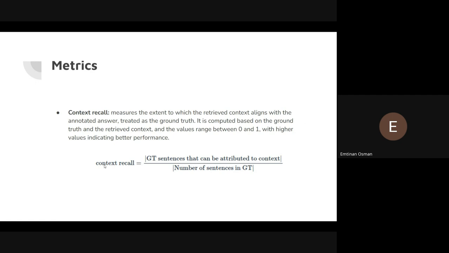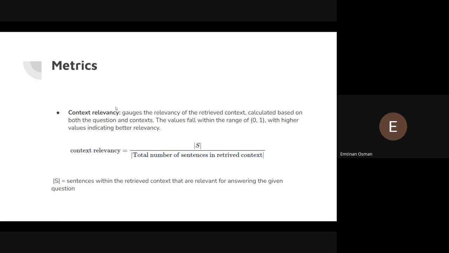Given a sentence or a context that was recalled, how much of it is attributed to the context I needed, as a percentage. Not the retrieved context in general, but the context I needed to retrieve. So of course this is a recall. The relevance is the other one. The relevance is the relevancy of the retrieved context. Given the question I'm asking, whether the retrieved context is relevant to it. So this is a measure.